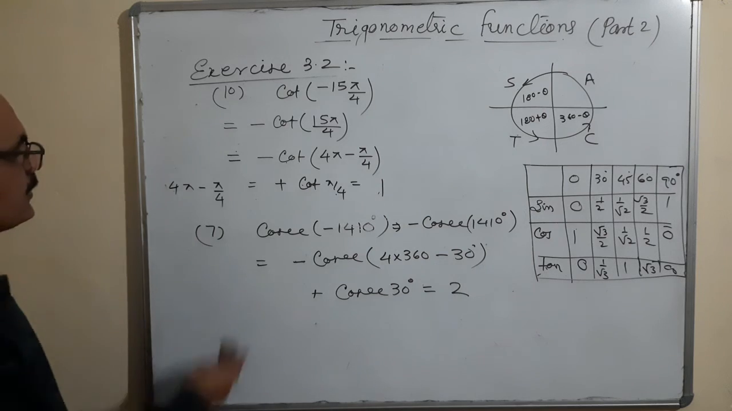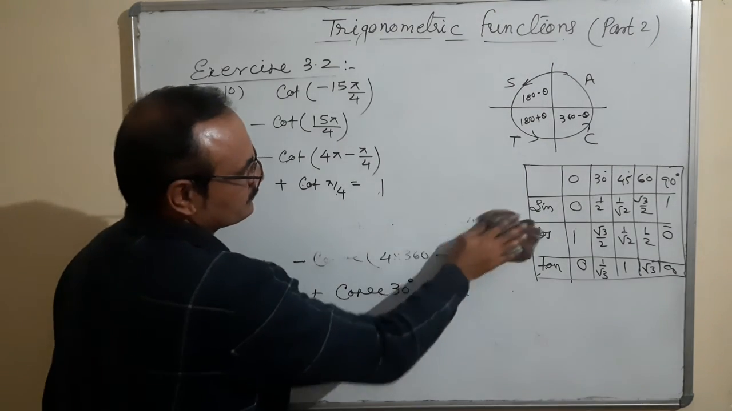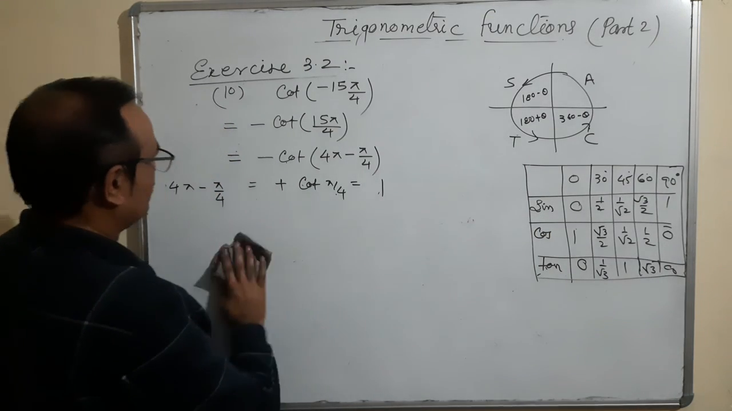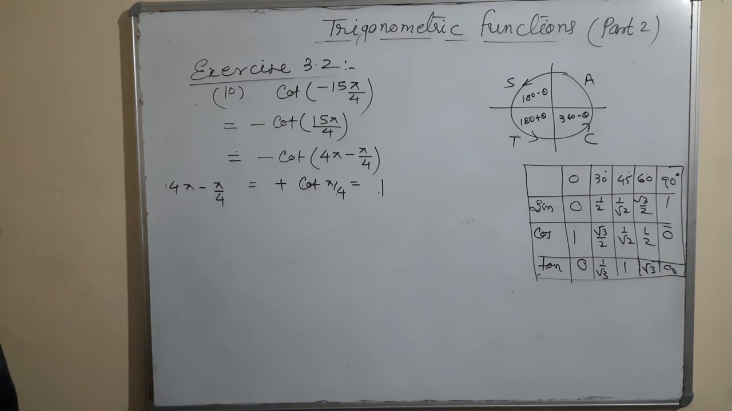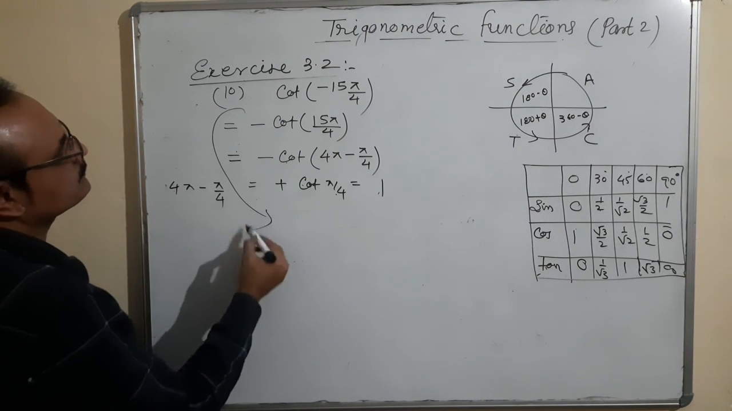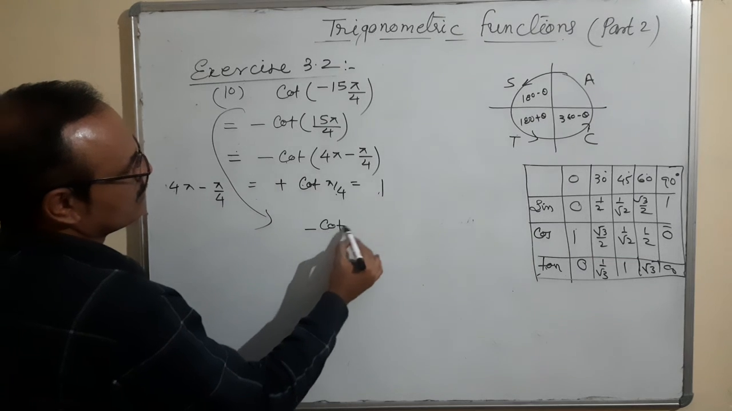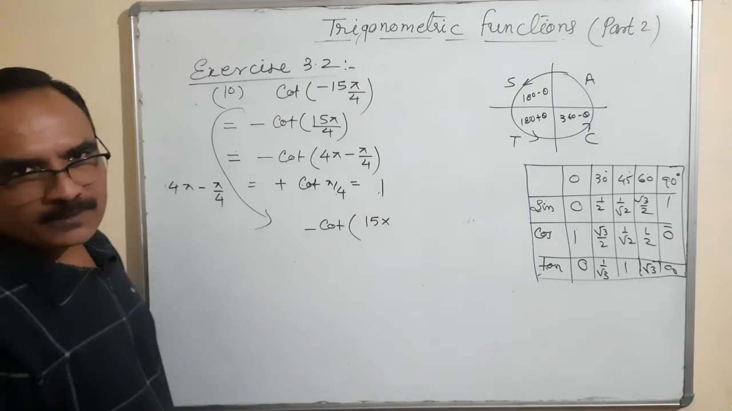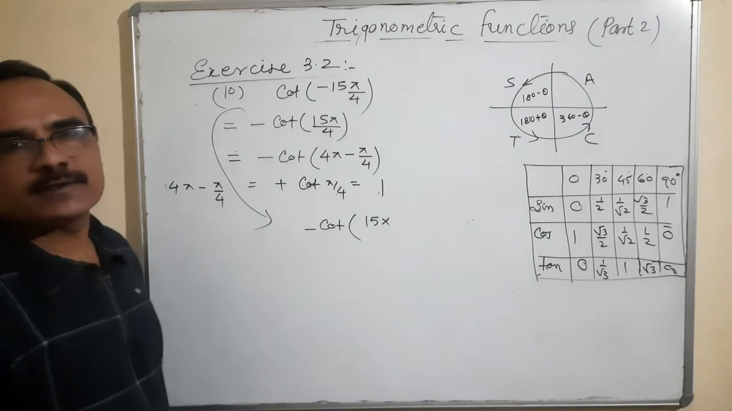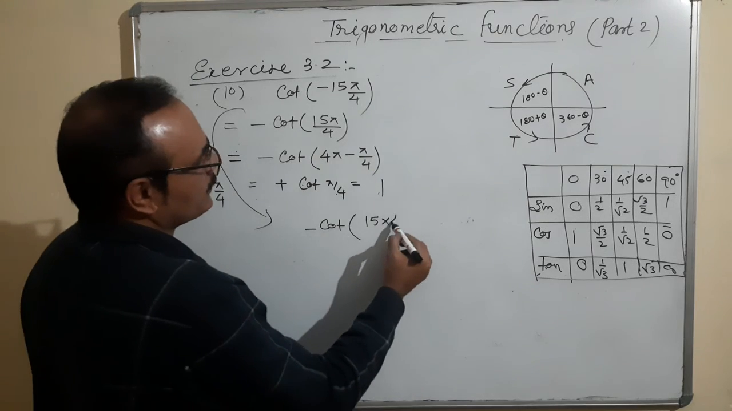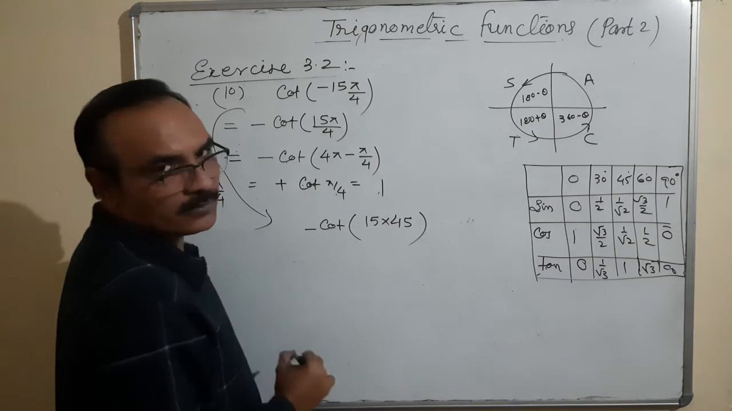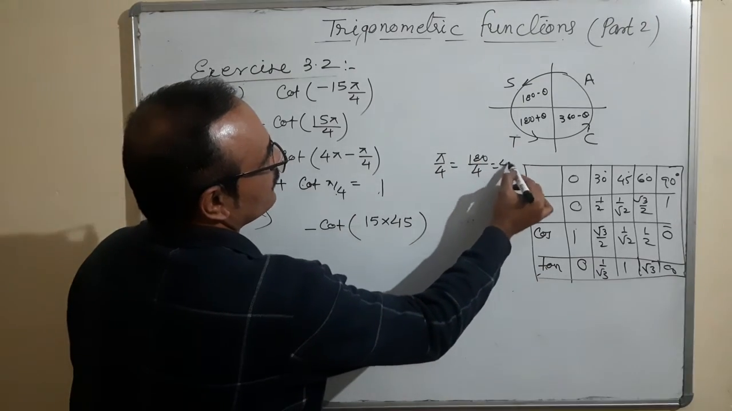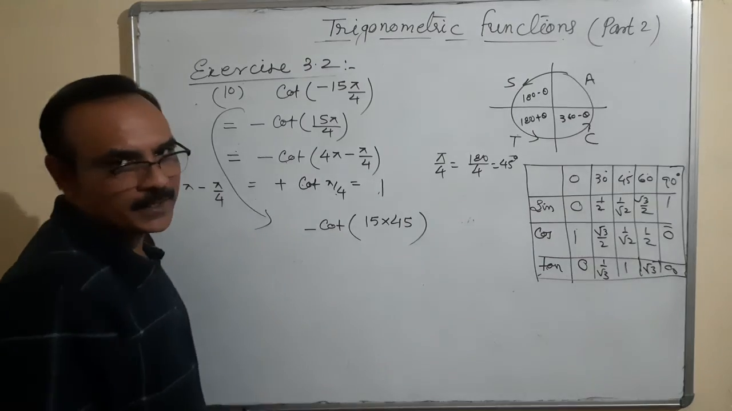If you didn't understand by this method, maybe possible because you have just switched from degree to radian, so there will be confusion, so don't worry about that. Second method: minus cot 15 pi by 4. Pi by 4 is in the form of radian. So pi by 4 is 180 upon 4, that is 45 degree. This is the conversion from radian to degree.